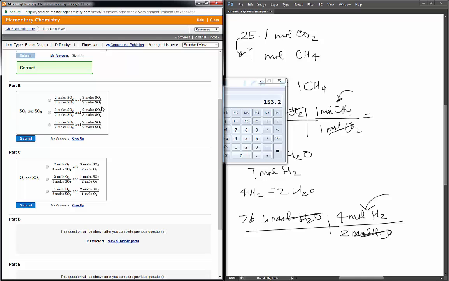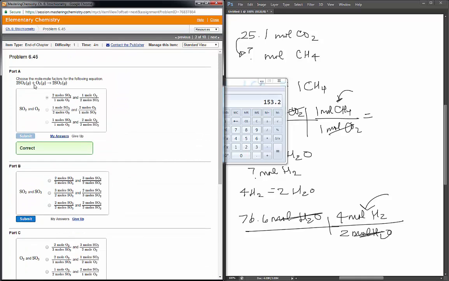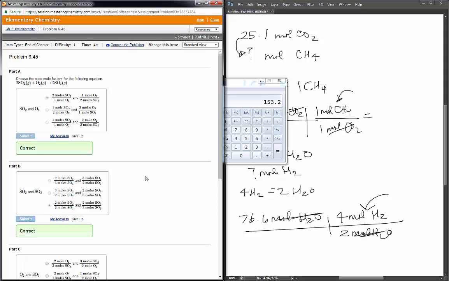Next, what's the relationship between SO2 and SO3? SO2 is 2 and SO3 is 2. So 2 SO2 is equal to 2 SO3. So we need the one that's got 2 moles of SO2 on top, 2 moles of SO3 on the bottom, and the other one that has the 2 moles of SO2 on the bottom and 2 moles of SO3 on the top. Those would be the two conversion factors we could use.